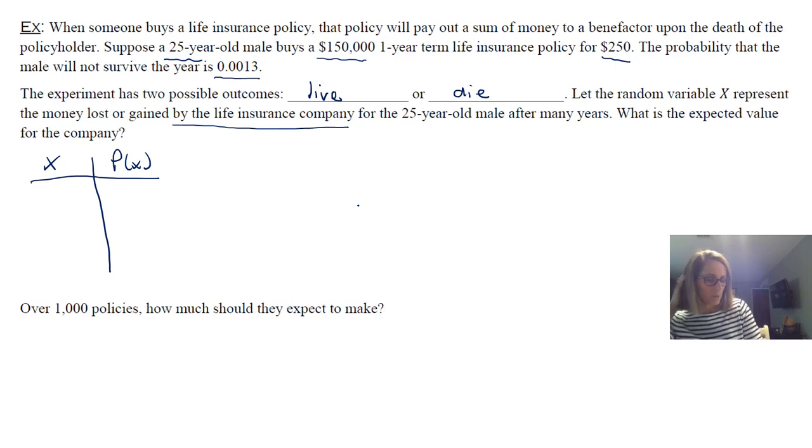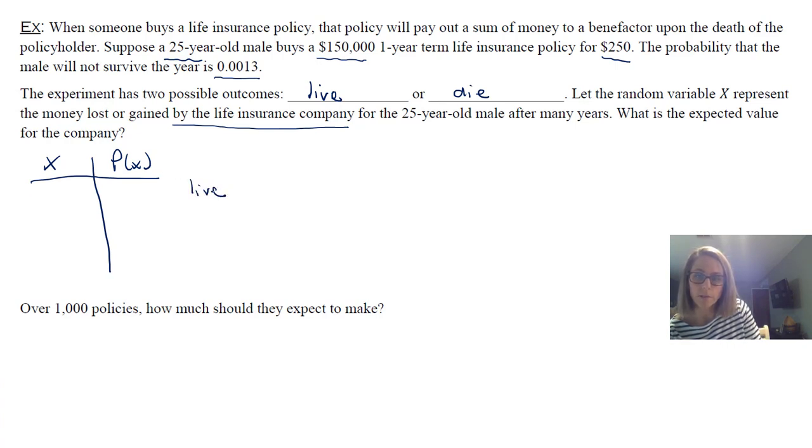So the idea would be if this 25-year-old male kept this policy for a long time, $250 a year, what is the expected value for the company? So notice that there would be a lot of 25-year-old males buying the same insurance policy. Many of them are going to live, very, very few of them are going to die. So that's how the insurance company decides how much they're going to charge.